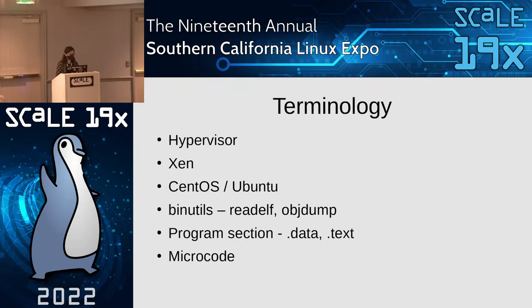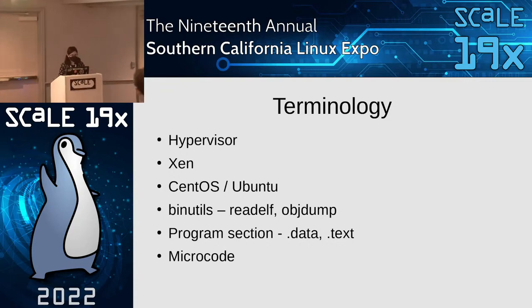So, terminology, because I'm not sure where everybody in the audience is starting from. This is all probably pretty basic for most of you. A hypervisor is a system that runs virtual machines. Common examples are KVM and VMware. Xen is also a type of hypervisor. CentOS and Ubuntu are Linux distributions.